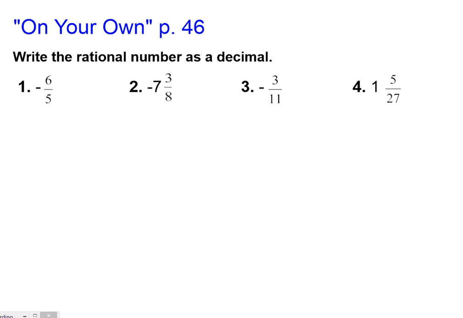At this time, I would like you to complete on your own on page 46. I want you to write the rational number as a decimal. Remember, if it has a negative sign, to make your answer negative, and to show all your work. There are no calculators for this section, so you need to show the work of division by hand.